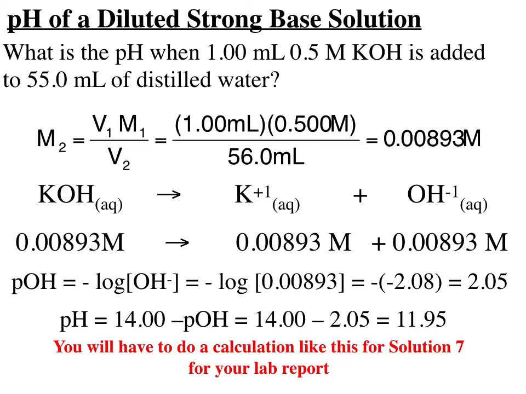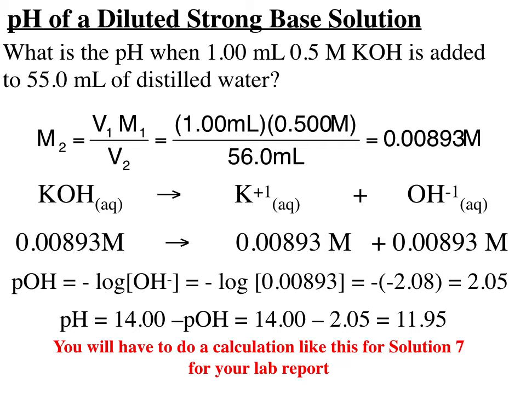We've used the dilution formula many times this semester. V1M1 equals V2M2. For V1, I'll use 1 mL. For M1, I'll use 0.5. For V2, let's be careful. Again, V2 is the total volume of the diluted solution. I'm adding 1 mL to 55 mL. V2 is 56 mL, and I'm going to calculate the diluted M2. So M2 is V1 M1 over V2, and when I do that calculation, I get 0.00893.